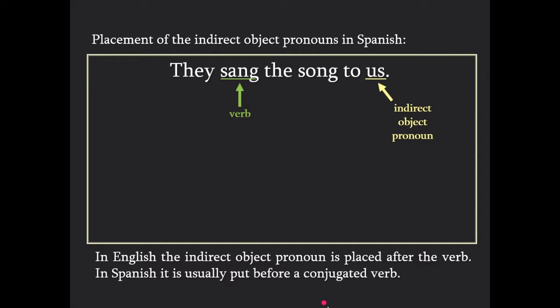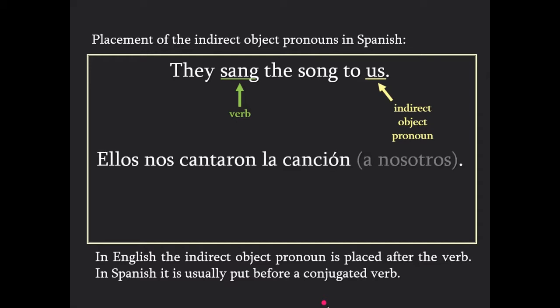Let's look at that en español, and I encourage you to say it after me. Ellos nos cantaron la canción. Okay, what's our verb in Spanish? They sang. That would be cantaron. And can you guess what is the indirect object? Well, if you said nos, you would be correct. Muy bien. So nos is the indirect object. That is the to us.